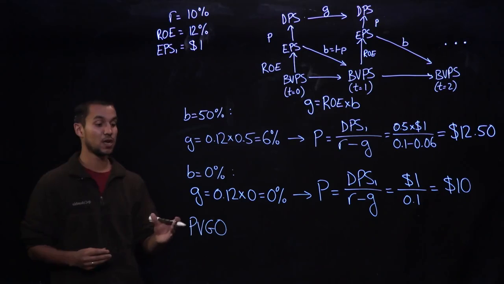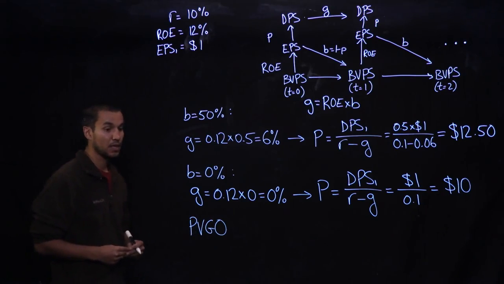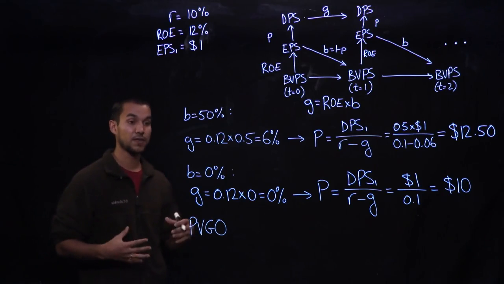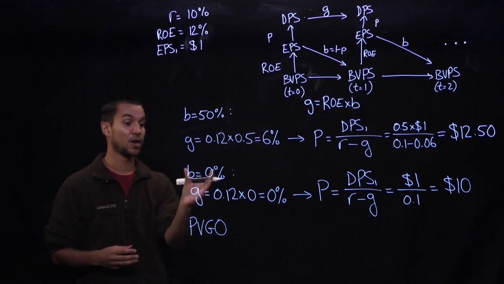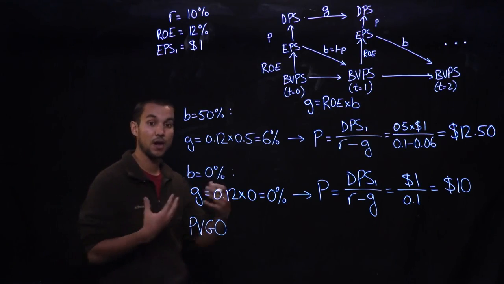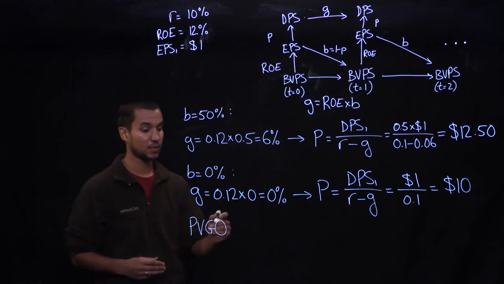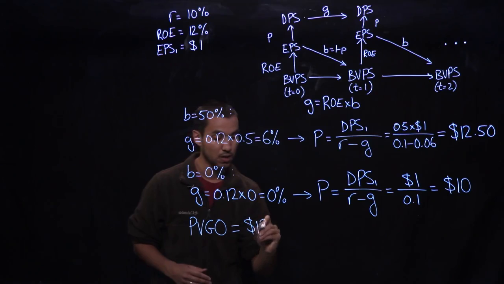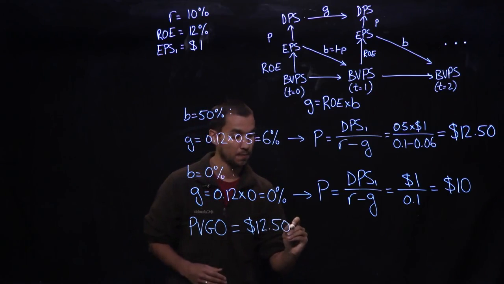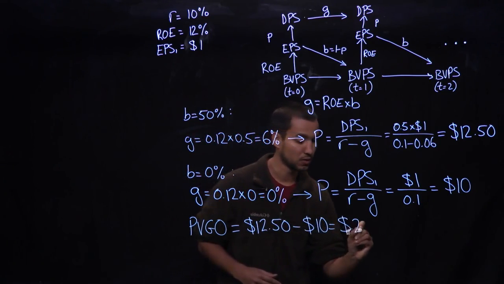And so that brings us to the concept of the present value of growth opportunities. The present value of growth opportunities is defined as the share price of the company minus what the share price would be under a no growth policy, where they aren't plowing anything back into the company. And so in this case, the present value of growth opportunities would be equal to $12.50 minus $10, which is equal to $2.50.